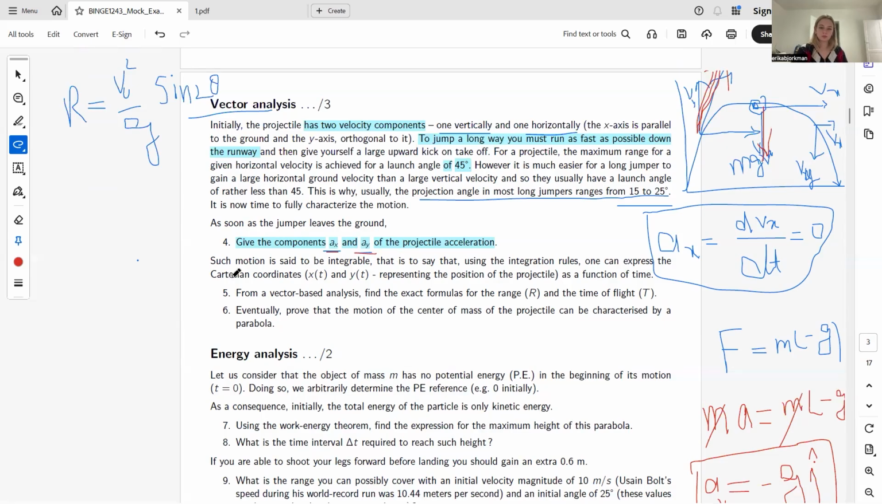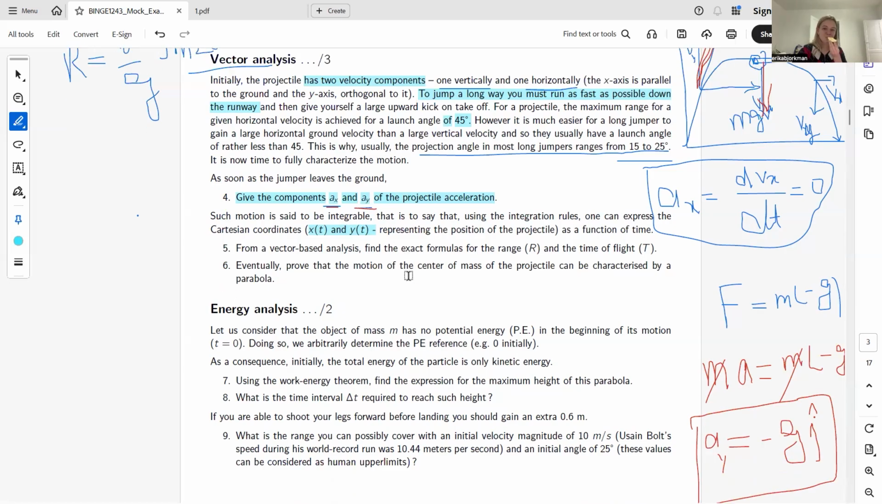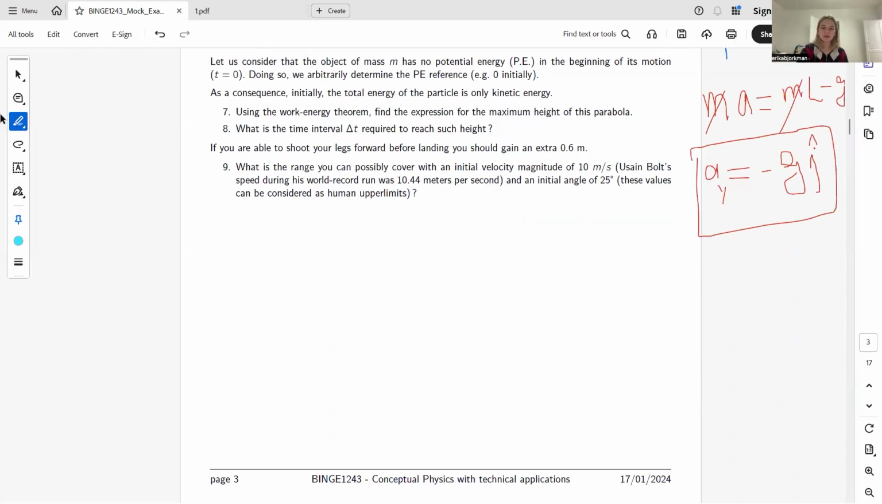But that is not enough. What do we need to do next? Such motion is said to be integrable, so here we can integrate, that is, use the integration rule. One can express the Cartesian coordinates x of t and y of t, representing the position of the projectile, as a function of time. So we need to determine the equations for x of t and y of t, and for that purpose we need to integrate this equation.